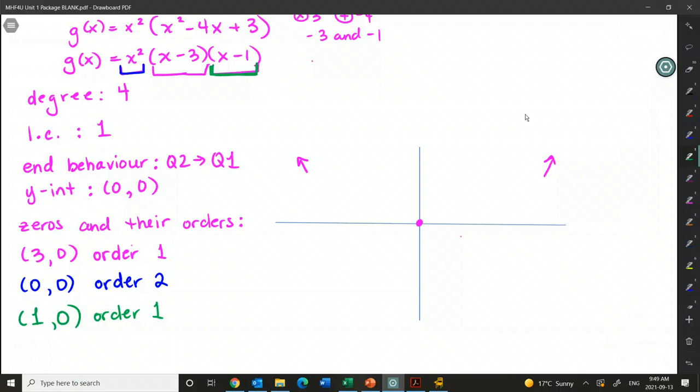Okay, I'm going to plot these 3 zeros. I already have 0, 0 plotted, so that's done, because that was also the y-intercept. This is just a general sketch, but if you can maybe just make a couple little ticks on here that are relatively equal in distance, just so that you sort of know where you're drawing each of these.